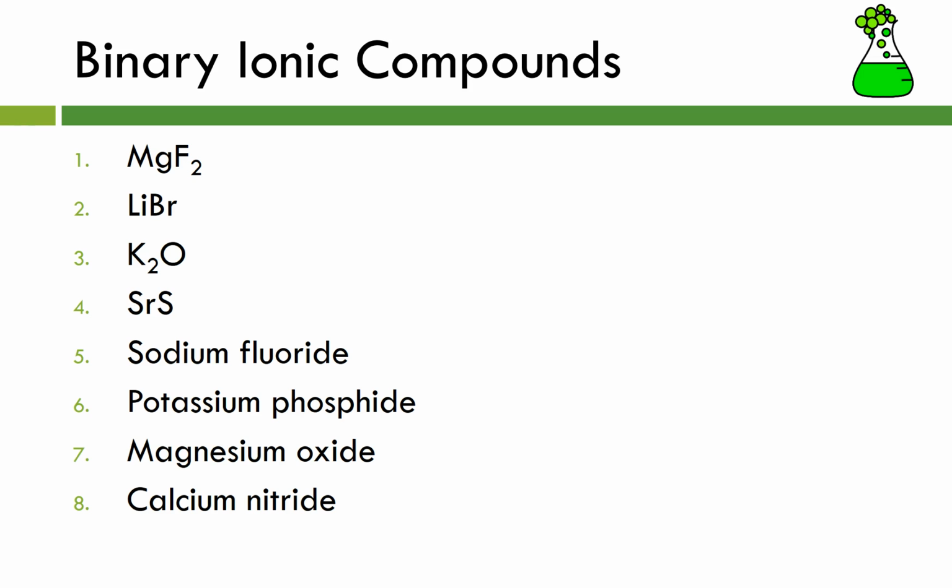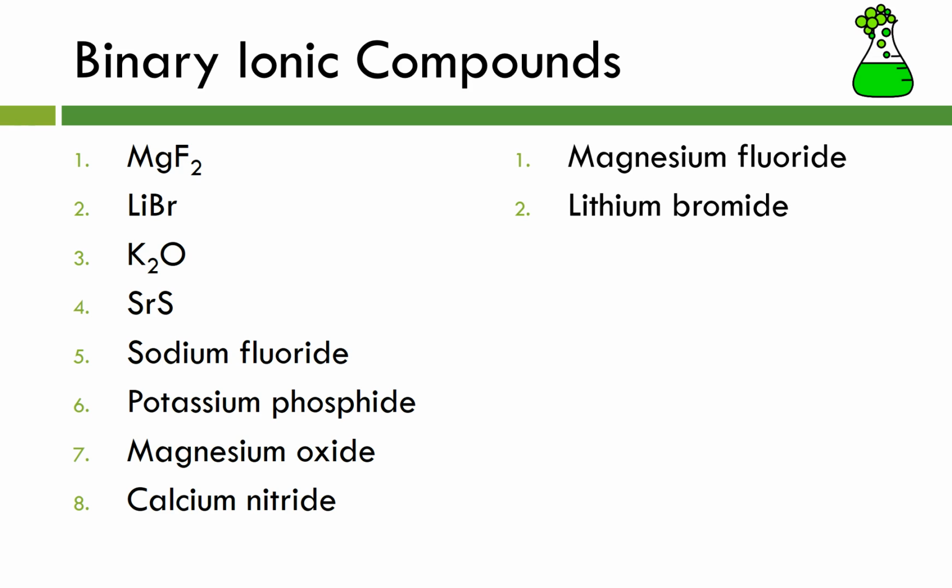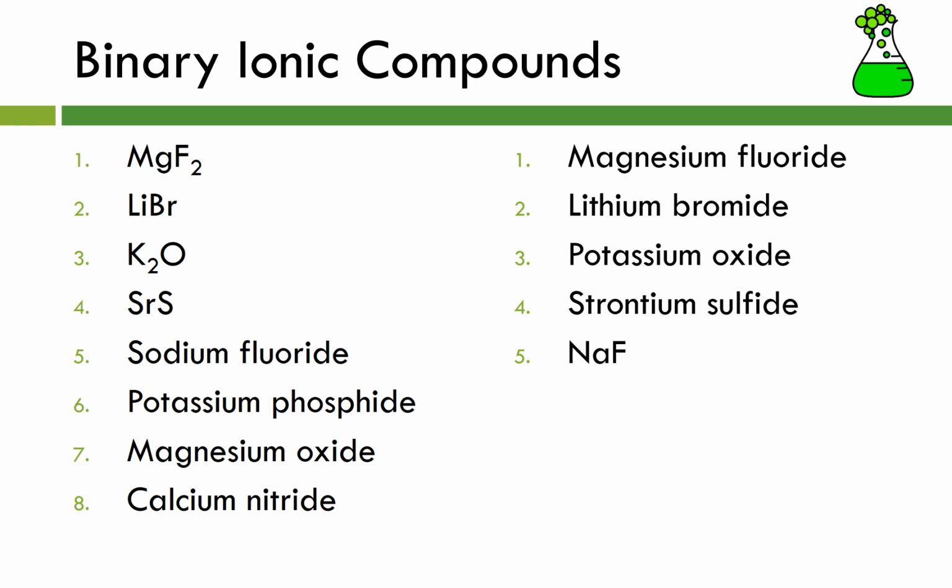All right, so number 1 is MgF2. That would be called magnesium fluoride. 2, LiBr, is lithium bromide. K2O is potassium oxide. SrS is strontium sulfide. If we go in the opposite direction, we've got the compound names. Let's predict the formula. Sodium fluoride would be NaF.